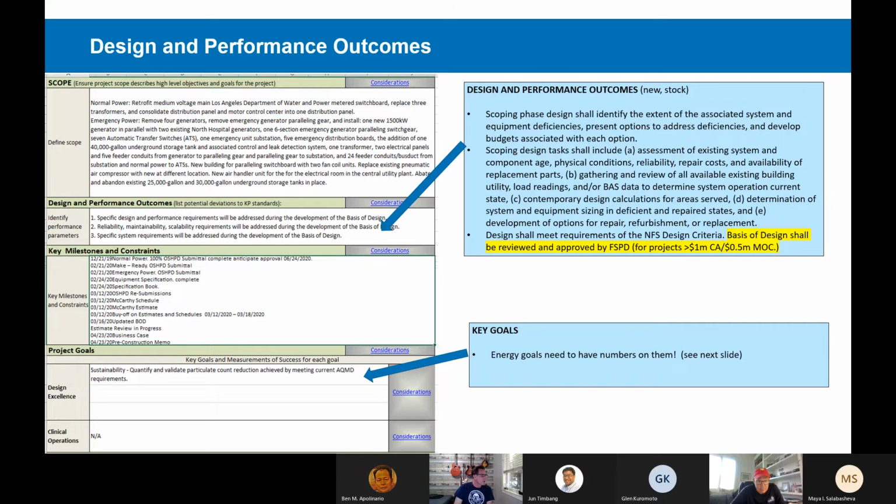So this is what a Kaiser OPR looks like. If you haven't seen one, on page 1, there are 4 sections: the scope section, the design and performance outcomes, the key milestones and constraints, and then project goals. The language that we're reviewing today is in the design and performance outcomes section. We've also updated, or created, I should say, for 2022, some numeric energy goals for plant maintenance work. I'm going to show those throughout the course of this hour.